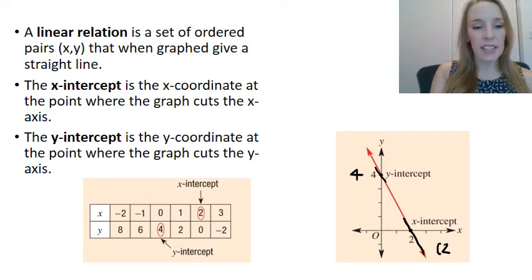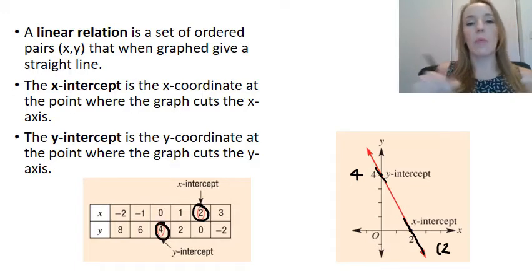In a table, you can see it here. The x-intercept is the value when y is 0, and the y-intercept is the value when x is 0.